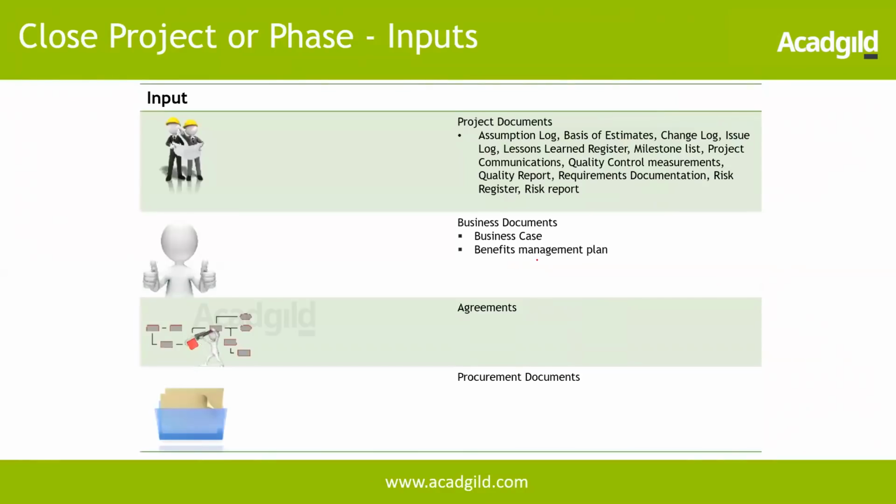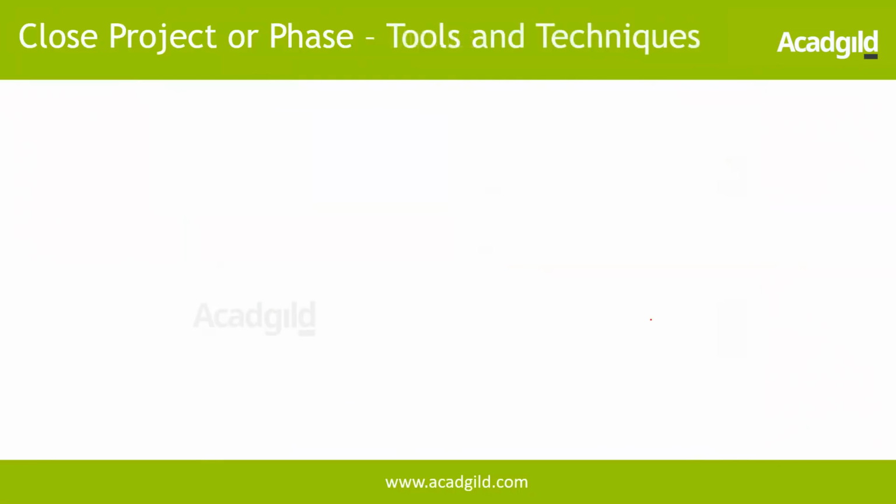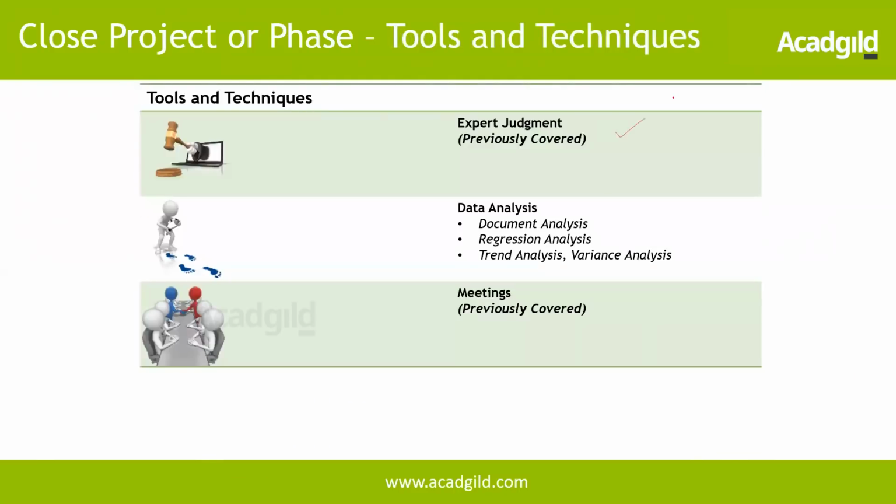The other inputs are project documents, all the documents that have been created during the course of the project. Then the business documents, the business case, benefit management plan, which if you recollect, was the key input in the project charter. Then the agreements and procurement documents. The techniques: expert judgment, again looking at all these documents to see whether the project has finally reached its objective. The data analysis, looking at the document analysis, trend and variance analysis, how it has been done, and then meetings.